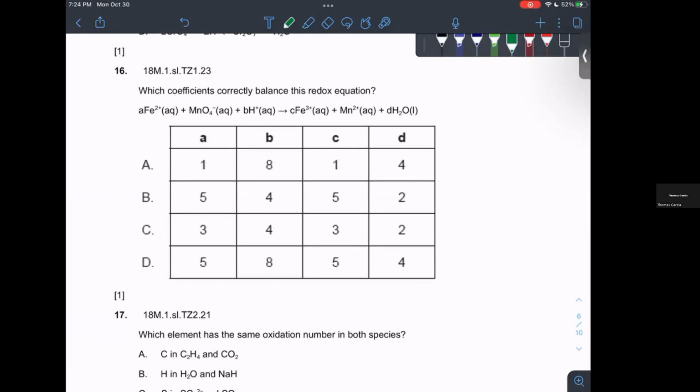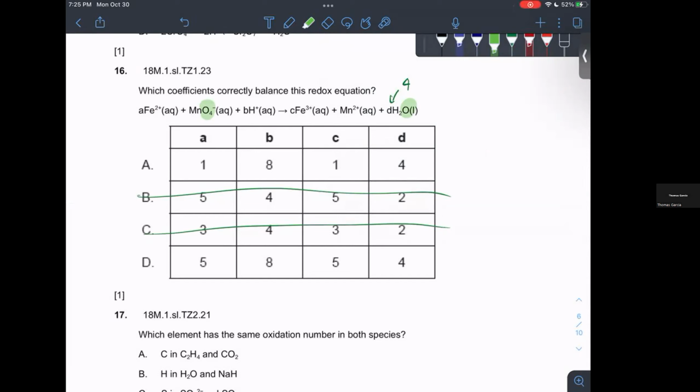Which coefficients correctly balance this redox equation? Well, you have to do it by a lot of different things, but you can do it with charge. First off, we can already look at these answers, and if we want, we can try and balance the oxygens. We know that our H2O has to be 4 to balance the oxygen. So it's either got to be A or D. Basically, what I did was I looked and I saw 4 oxygens here, 1 oxygen here. I put a 4 to balance it. So we can go with charge or remember our half reactions. Either way will get you the answer.